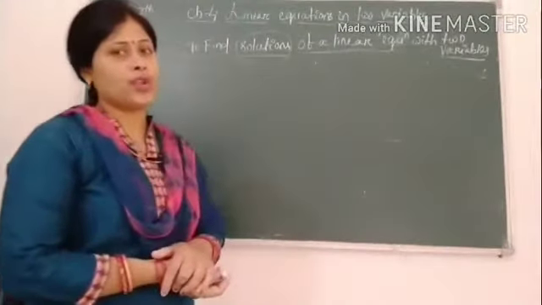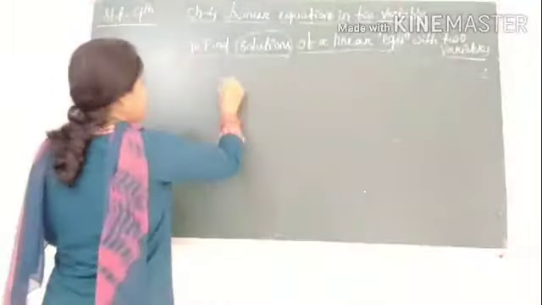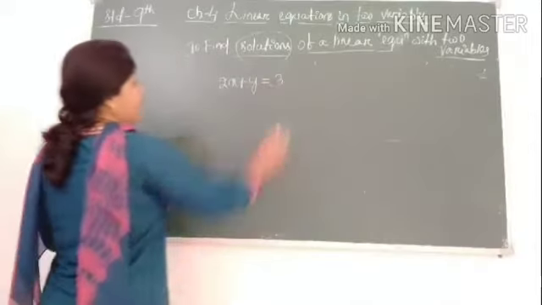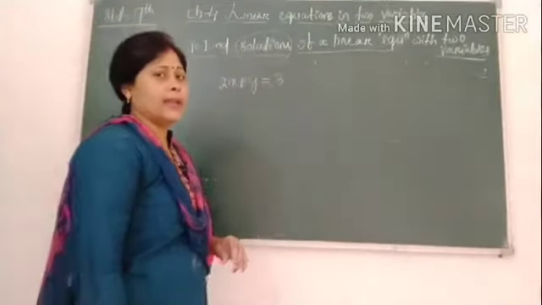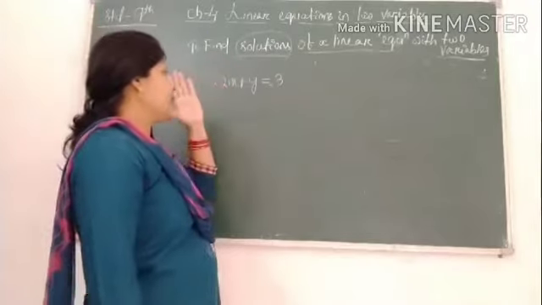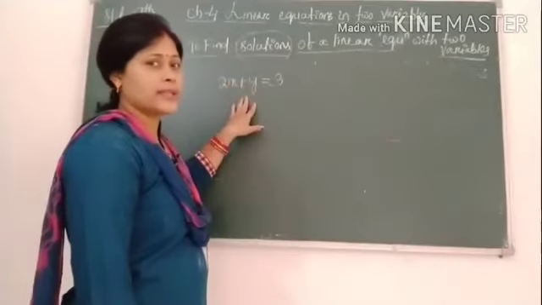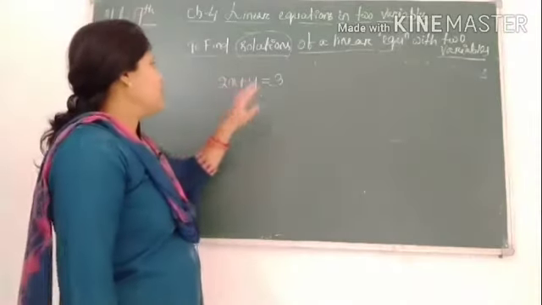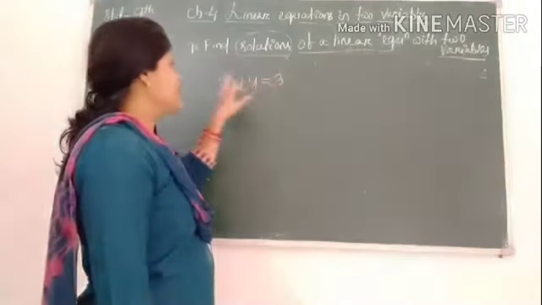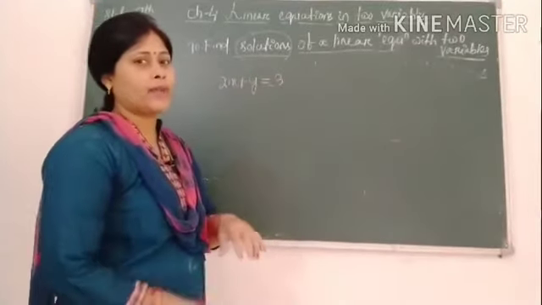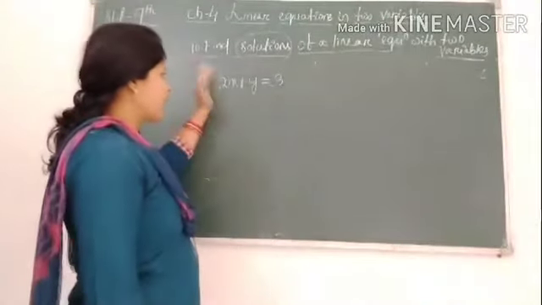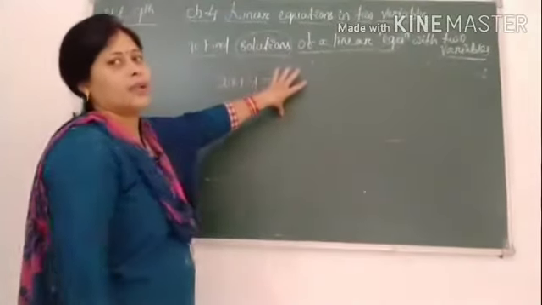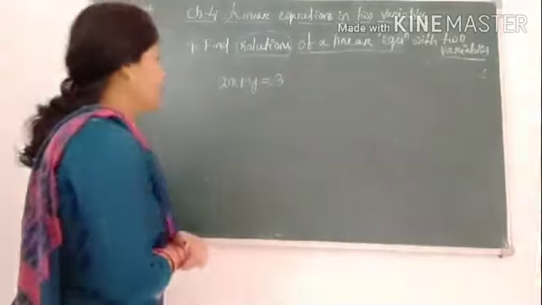I am going to solve one equation, and my equation is 2x plus y is equal to 3. And as I said earlier, you will not get a perfect solution of this equation. You will get infinitely many solutions. Then we can represent this solution on your graph. Then you have to find 3 or 4 solutions of this equation. Got it? Okay.